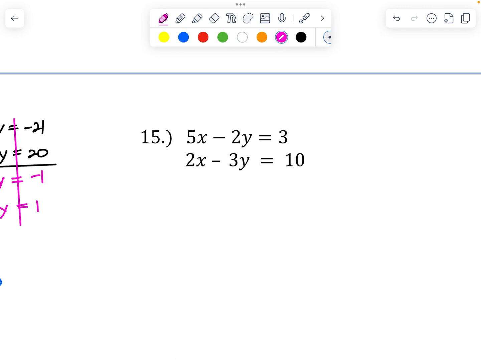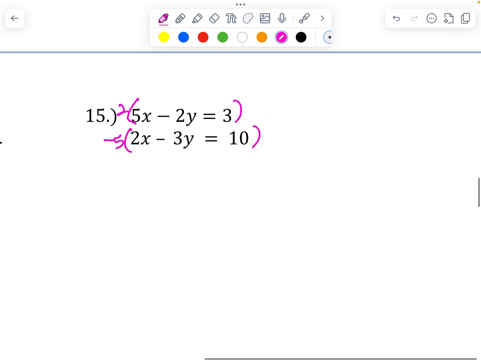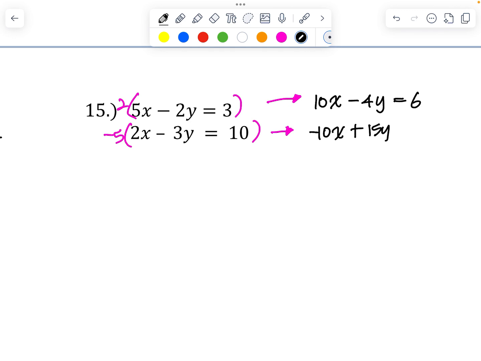Okay, so neither one can be gotten rid of the way it is. I'm going to multiply this whole thing by, I don't know, 2. And this whole thing by negative 5. Okay, goal is to get 10x and then negative 10x here. So here, this one turns into 10x minus 4y equals 6. And then this one turns into negative 10x plus 15y equals negative 50.